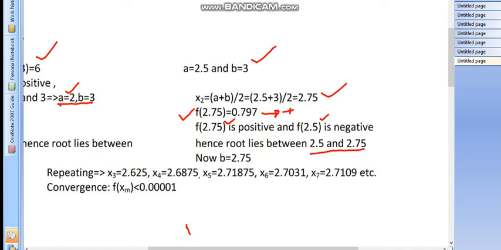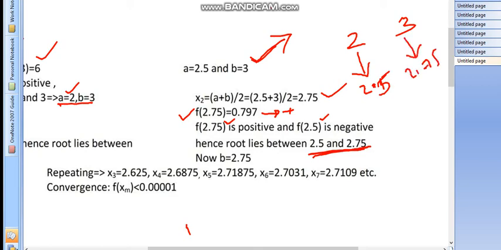So, the root lies between 2.5 and 2.75. Initially, we had the positive value of f of 3, but now you have reduced that to 2.75, because when you calculated f of 2.75, that also gave you a positive value. So, we reduced the interval to 2.75. Now, the root lies between 2.5 and 2.75. Initially we considered 2 and 3 as your interval. Then you increased 2 to 2.5, and 3 you reduced to 2.75, and in between these two values, when you substitute some x, you will get f of x equal to 0.